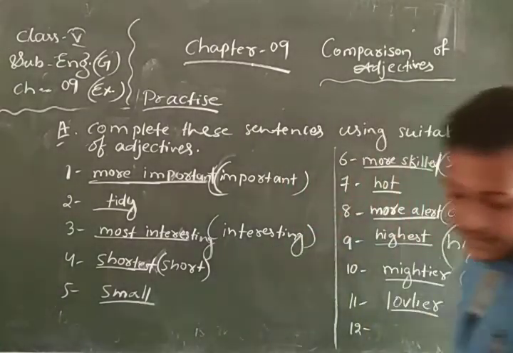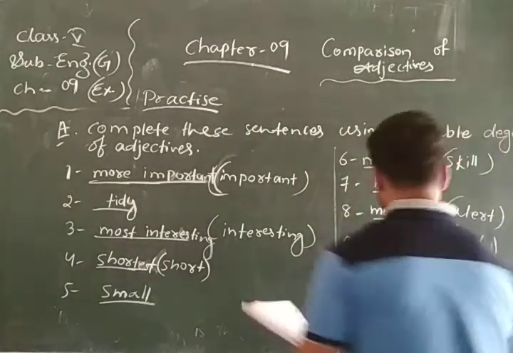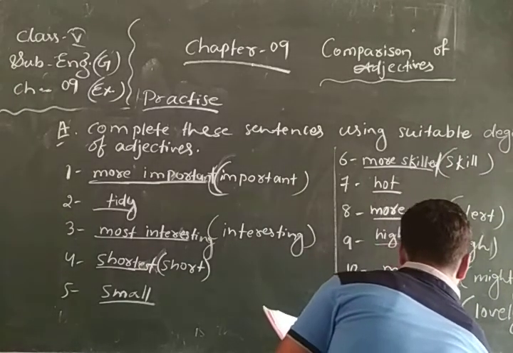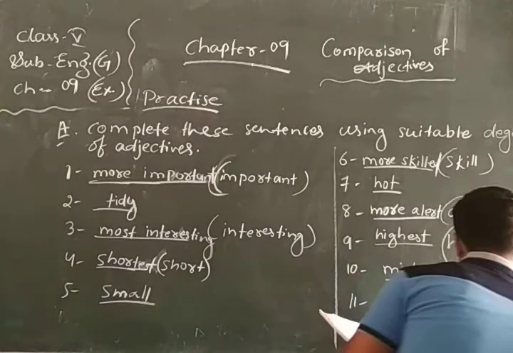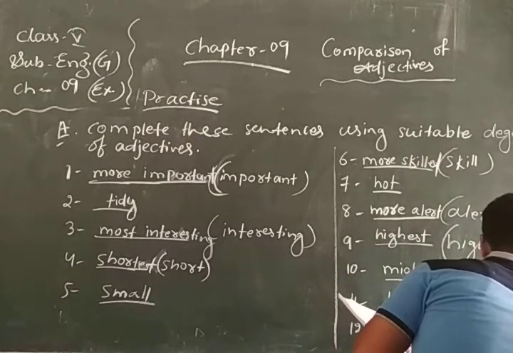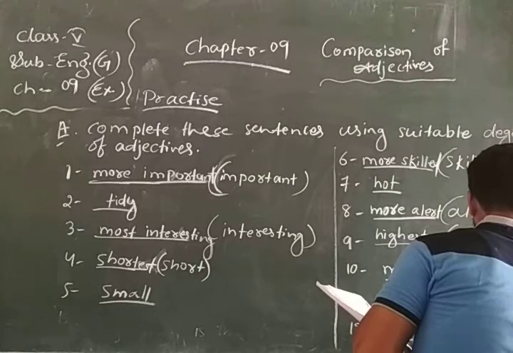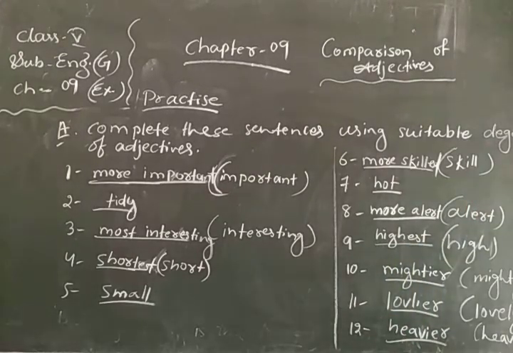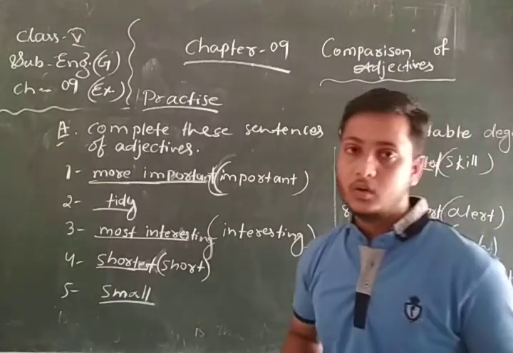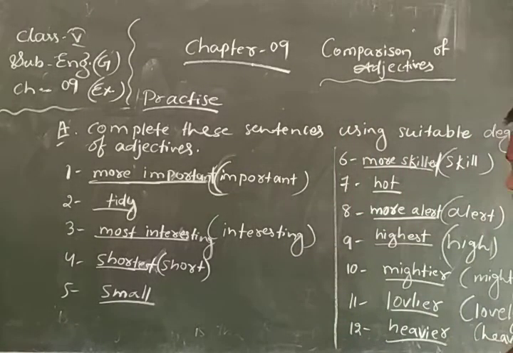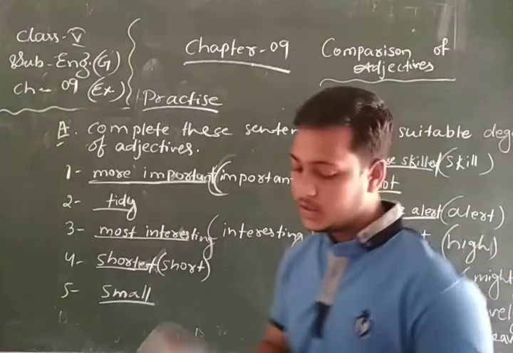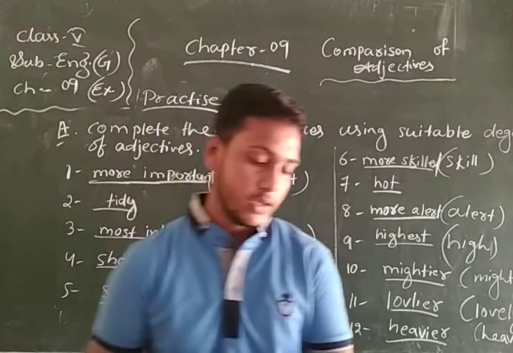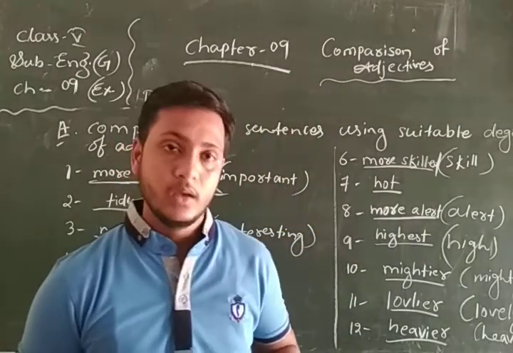Number 12, lead is dash than gold. Lead is heavier than gold. Okay, here also we are comparing lead and gold. So we used the comparative form of heavy, that is heavier. Okay, so in this way you have to do the numbers. Now we come to question number B.